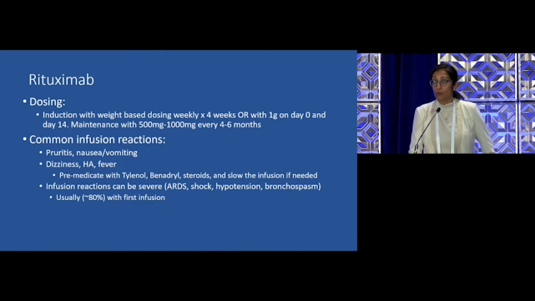In terms of maintenance with Rituximab, there have been a lot of studies that have been done in the last 5-ish years looking at different maintenance regimens. And it will be a little bit tailored based on the severity of your disease and a conversation between you and your provider. But usually we use about 500 milligrams to 1,000, so 1 gram, every 4 to 6 months.